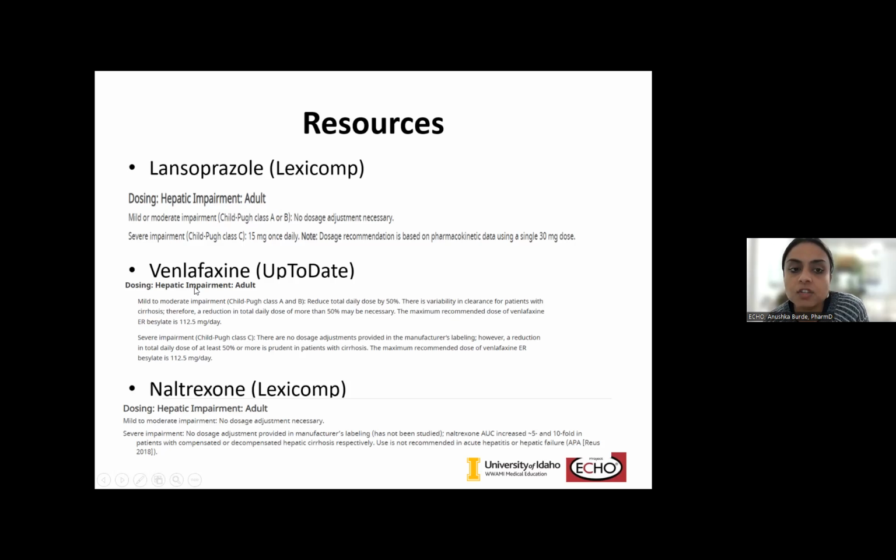The same goes for UpToDate. I looked at venlafaxine, and it says that for Child-Pugh A and B, you have to reduce the total dose of venlafaxine by 50%. And if they have a score of C, then the maximum recommended dose for venlafaxine extended release is 112.5. So my point is that you have to know these scores or classifications to be able to adjust dosages of medications in patients with chronic liver disease.